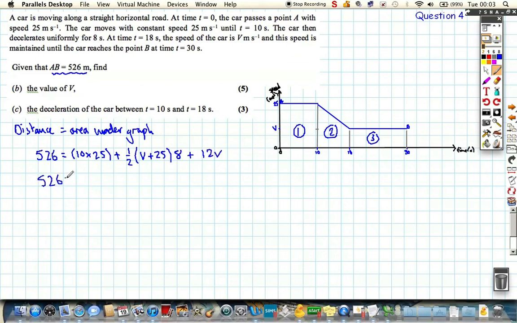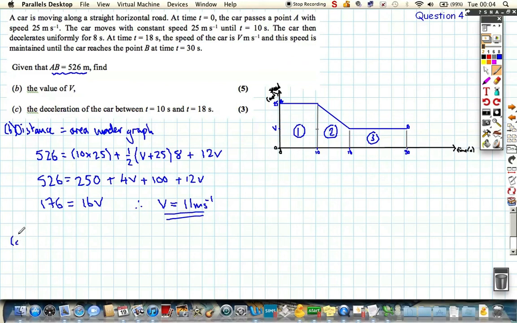So 526 is equal to 250 plus, well, half of 8 is 4, so 4V plus 100, plus 12V. So taking off 250 and 100, 526 minus 350 is 176, and taking all the numbers to the right, 176 is equal to 16V. Therefore, V must be 11 meters per second. So that was part B, and we just used the fact that the area under the graph is the distance.